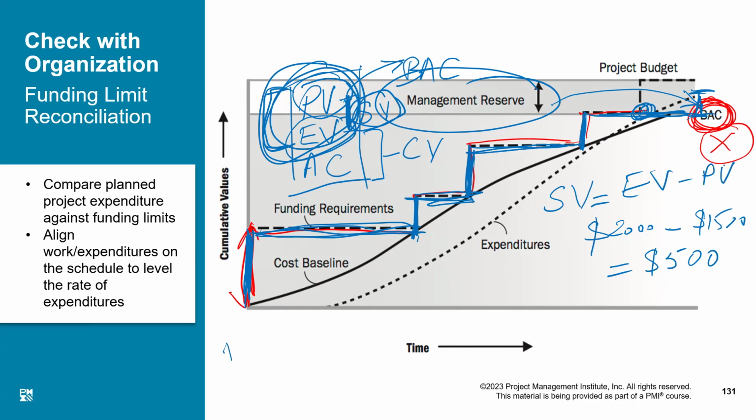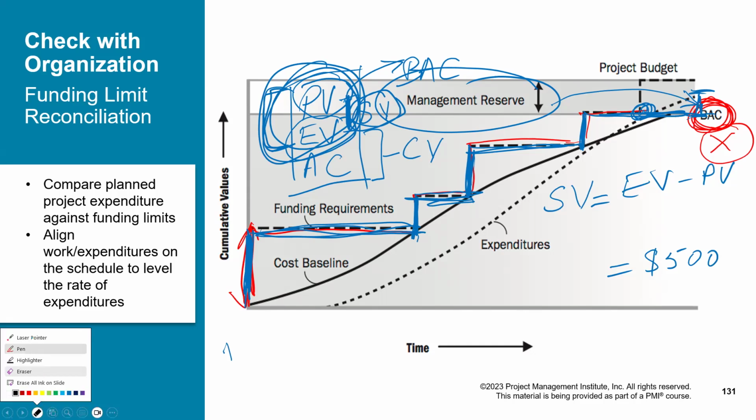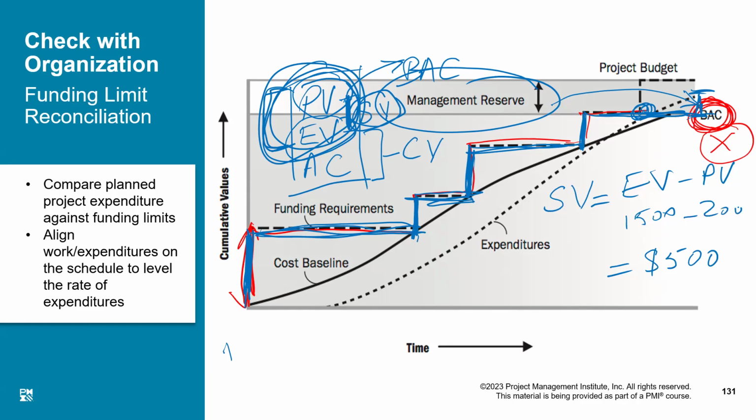And in that case, this will have to change. EV was 1500 and PV was 2000. So your answer will be minus 500, and minus indicates I am behind the schedule by $500.